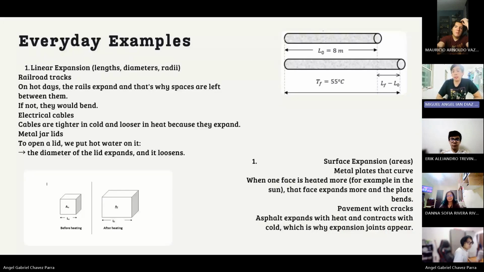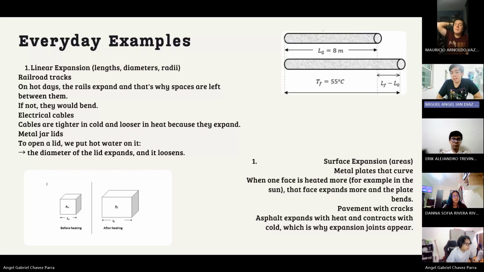Okay, now I'm going to say some everyday examples. First, we have linear expansion: lengths, diameters, radii. Railroad tracks. On hot days, the rail expands, and that's why spaces are left between them. If not, they would bend.